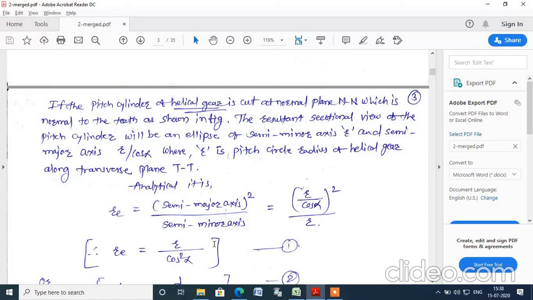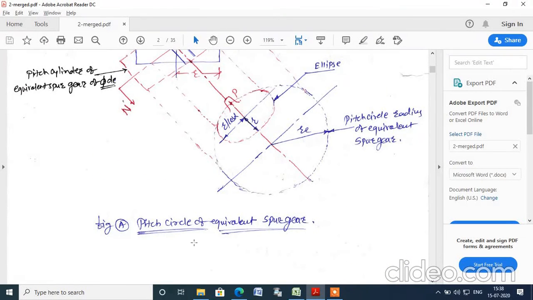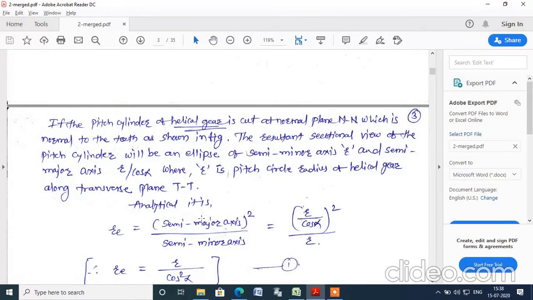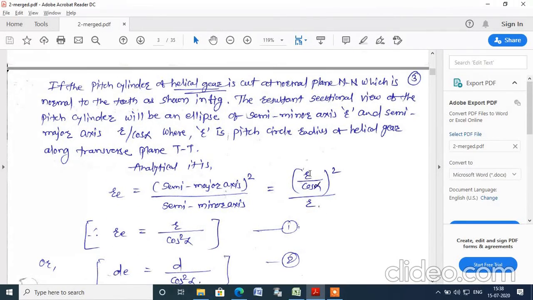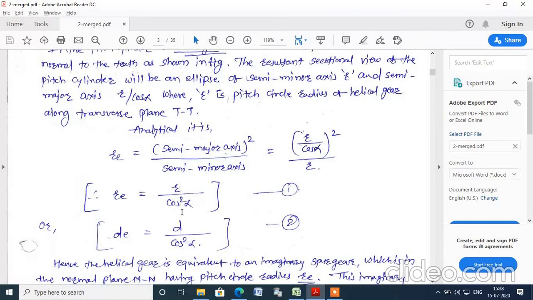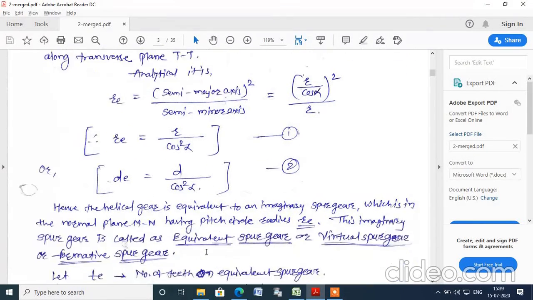So how is it written analytically? Therefore RE is equal to the semi-major axis squared divided by the semi-minor axis. The semi-major axis is r by cos alpha, so (r by cos alpha) whole square divided by r. If we solve this, you will get RE equal to r by cos square alpha. So this is a very important equation. That means diameter DE is equal to D by cos square alpha.